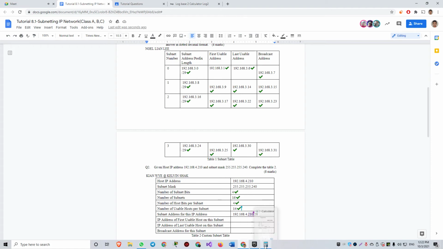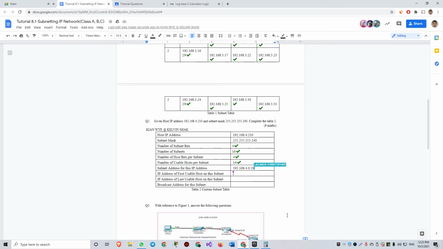In which subnet does the address 210 belong? It cannot be the first subnet. Remember, how many subnets do we have? 16. So this IP address of 210 exists in which subnet? And then what is the subnet address for that subnet? Okay, to answer the subnet address for this IP address.